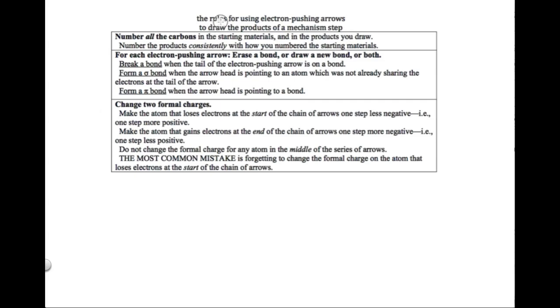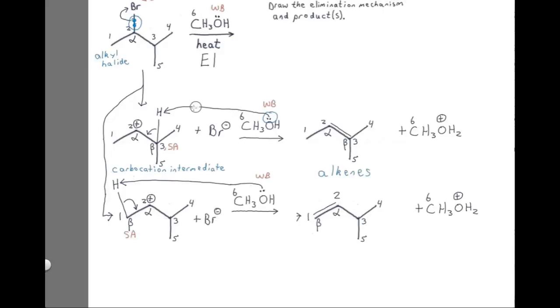Here again is the summary of the rules for using the electron pushing arrows to draw the correct products from the mechanism step. Every arrow tells you to erase a bond, or draw a bond, or both, following these rules, and also make sure that you always change two formal charges at the beginning and at the end of the chain of arrows. The most common mistake is forgetting to change the formal charge at the beginning of the chain of arrows. By the way, I should mention, do not change the formal charge for any atom in the middle of the series of arrows. For example, for this step, the oxygen was at the beginning of the series of arrows, so we changed its charge from neutral to positive.